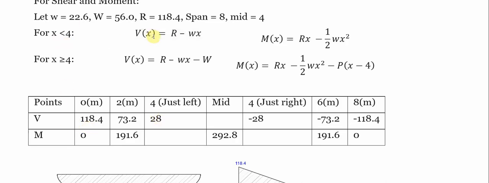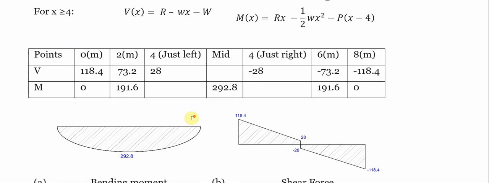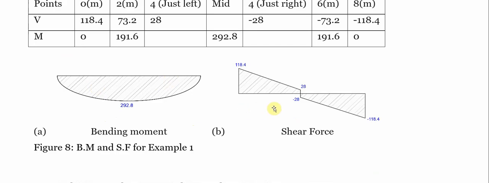Now if I put X at 0, what is R? 118.4 minus 22.6 times 0, and since 0 times this gives 0, I will only have R here, which was 118.4. That's what I have here. Now if I change this to 2, I will substitute it and have the value, likewise for every other point. So this equation shows what happens on this beam when S is less than 4, and when S is greater than or equal to 4, this is the one that is applicable. So you can substitute that and check. This is the final bending moment diagram and the shear force diagram.